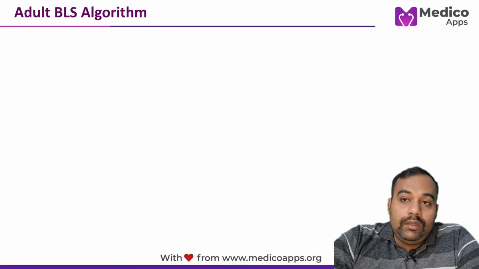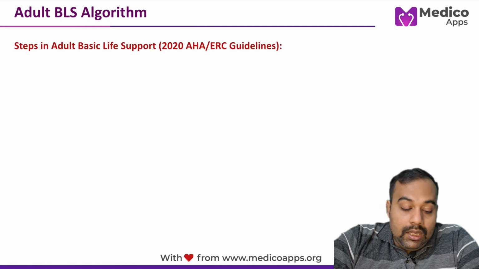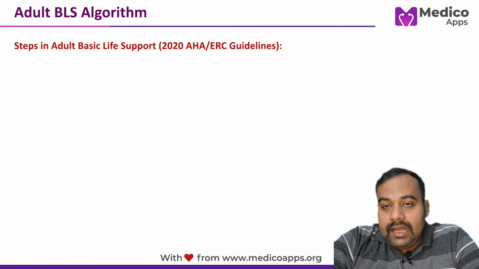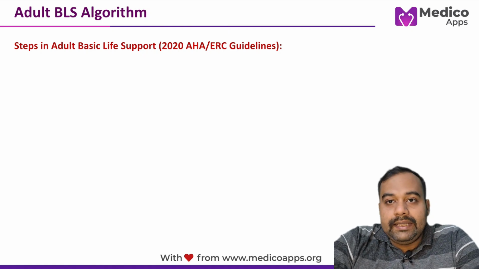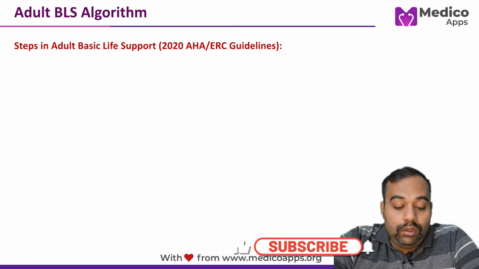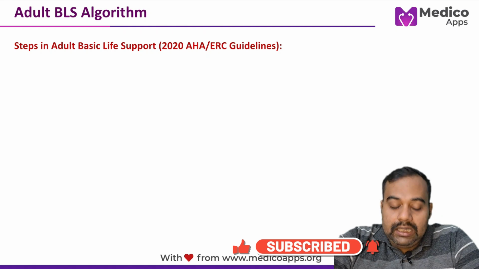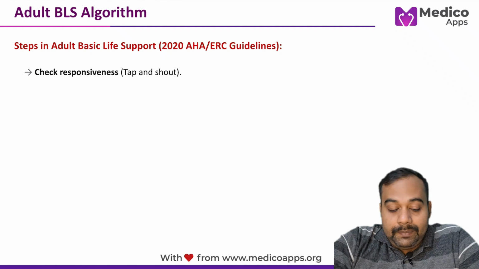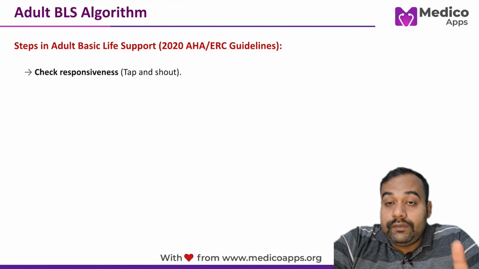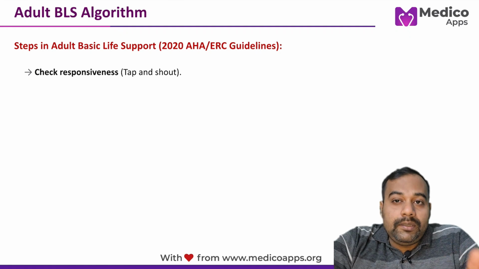Okay. So let's try to understand your adult BLS algorithm. Here, in this scenario, you are supposed to take care according to the BLS Adult Basic Life Support Guideline that has been updated in 2020. The steps of the adult BLS regime always start with responsiveness. So you have to check the responsiveness of the patient.